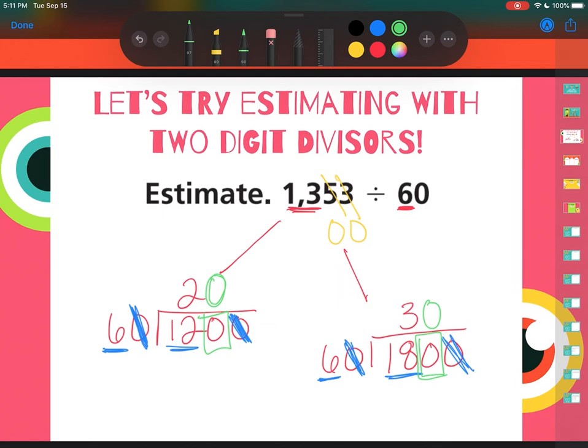Now, to pick my best estimate, I'm going to pick the number that was closest to 13, right? 13 was what we based our compatible numbers around. Well, I had 12, which was 1 away, and I had 18, which was 5 away. So 12 is going to be my closest, which means 1,200 divided by 60 is equal to 20 is going to be my best estimate. So 20 is going to be my best estimated answer.